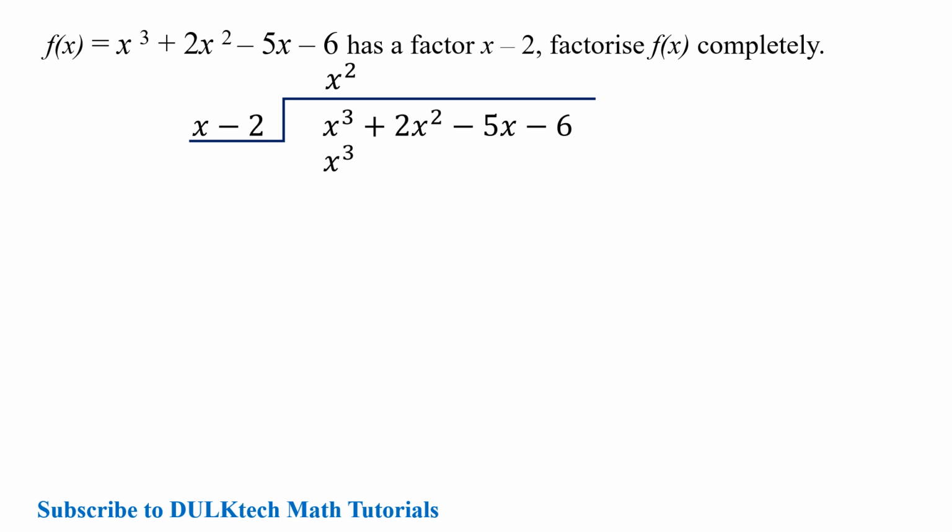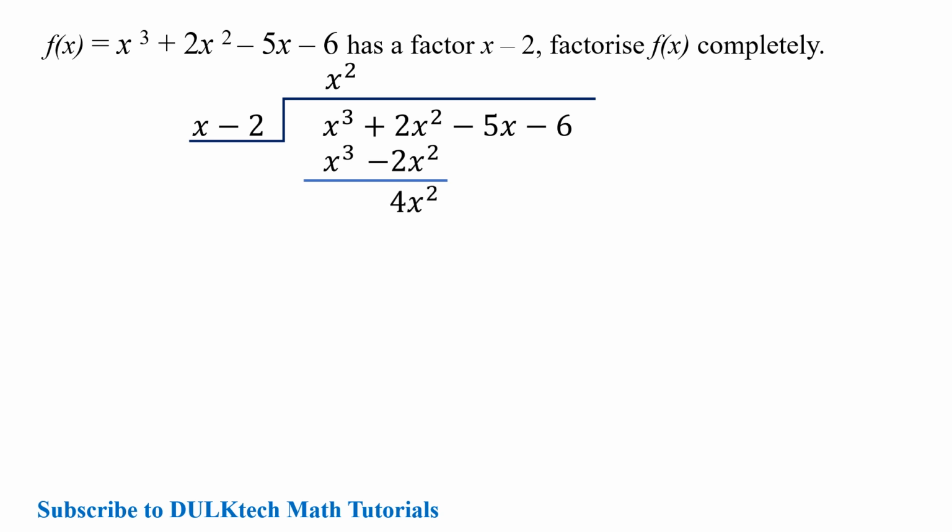That x squared will also multiply minus 2, and we get minus 2x squared, like this. Then let's subtract the aligned terms. If we subtract x cubed from x cubed, we get 0. If we subtract minus 2x squared from x squared, we get 4x squared. So we'll write it here.